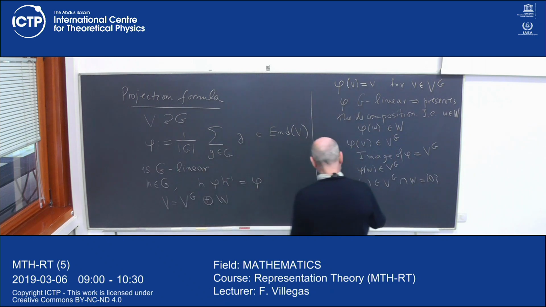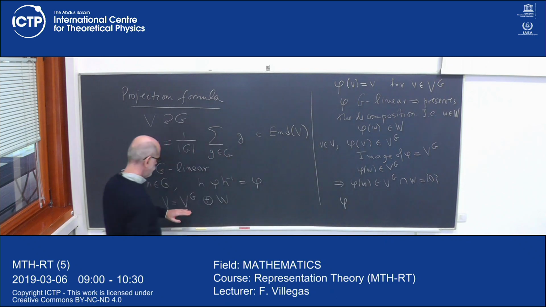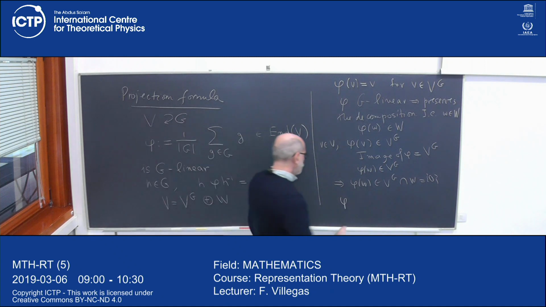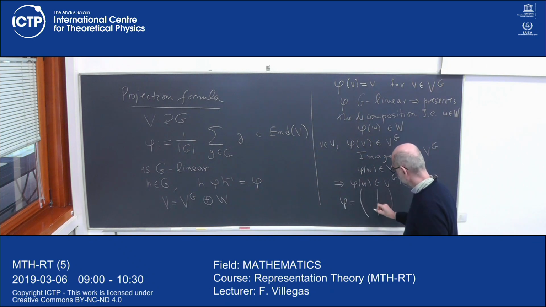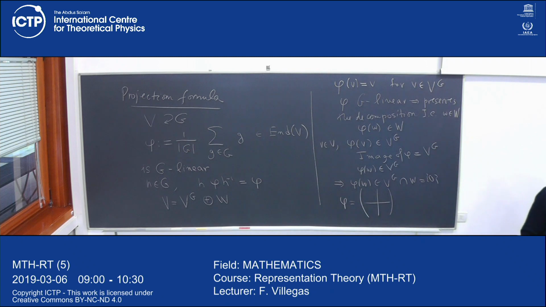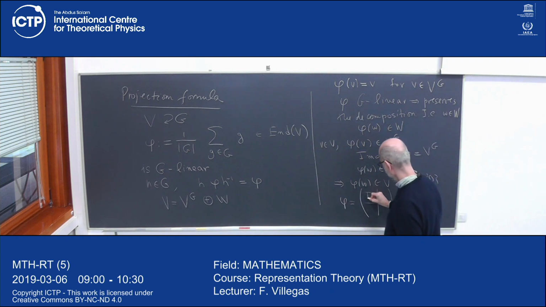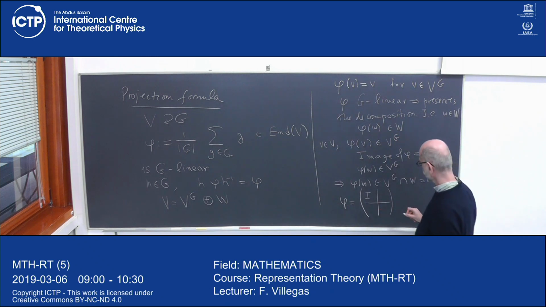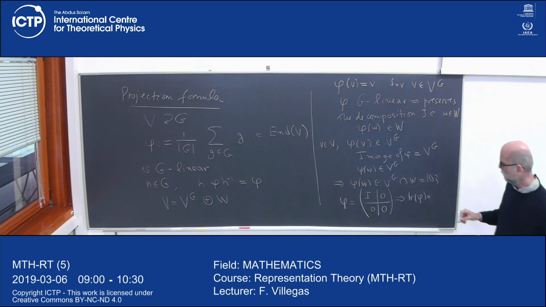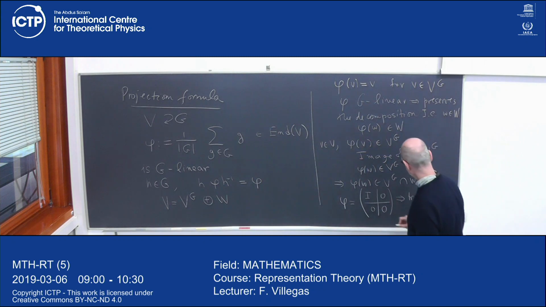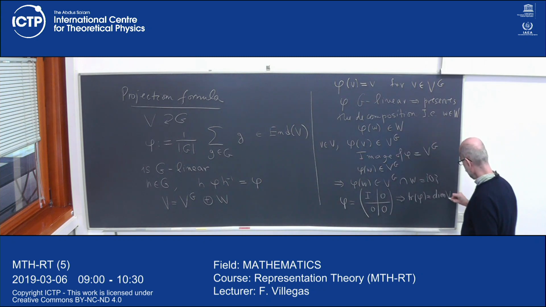So that means that the map phi in this decomposition, if we take a basis for this subspace and a basis for W, the phi is in block form. Now on V^G, it acts like the identity, fixes everybody. And on W, it takes everybody to zero. So it has this form. So in particular, the trace of phi just comes from the part that is the identity, and so that, whatever size that is, the dimension of this first subspace.